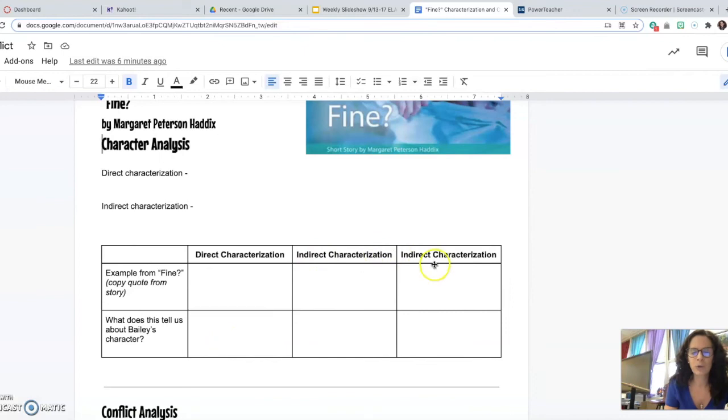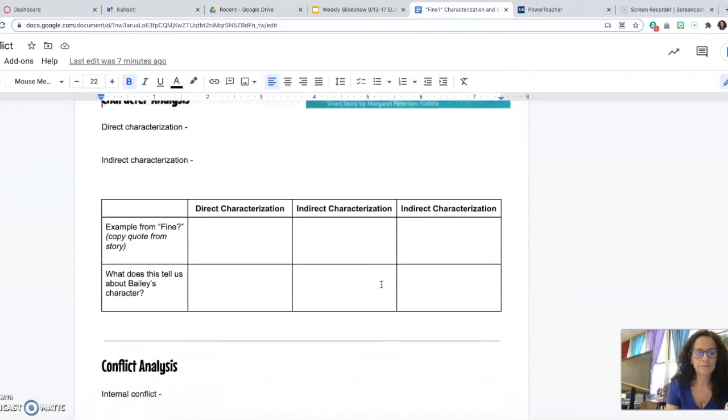Then you have 2 indirect characterizations. So go back into the story and find an example of something that Bailey does, something that she says, something she thinks. Write that down in here, copy the quote from the story, and then what does that tell us about her character? Those are the 2 indirect characterizations. So that's how you would fill out the top part of this little chart.